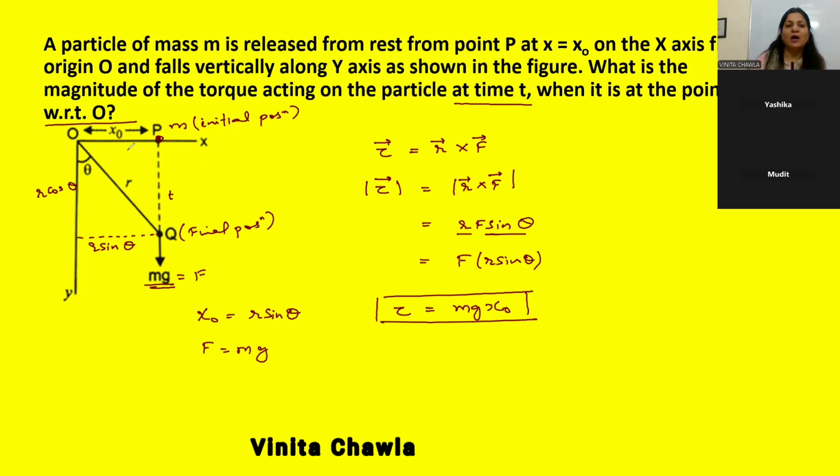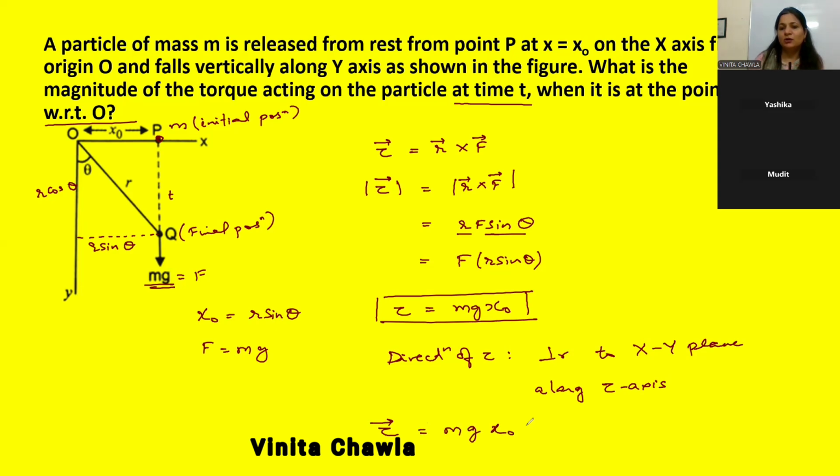Okay, so this is the magnitude of the torque. Now we can see both R and F are in the XY plane. So what would be the direction of torque? Direction of torque is along Z-axis, perpendicular to XY plane. So we can write torque in vector form as mg x naught k cap.